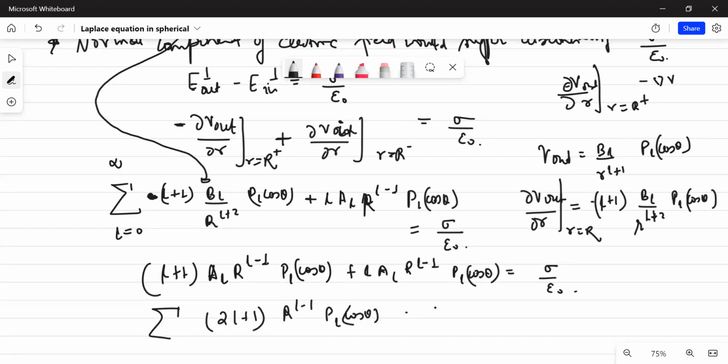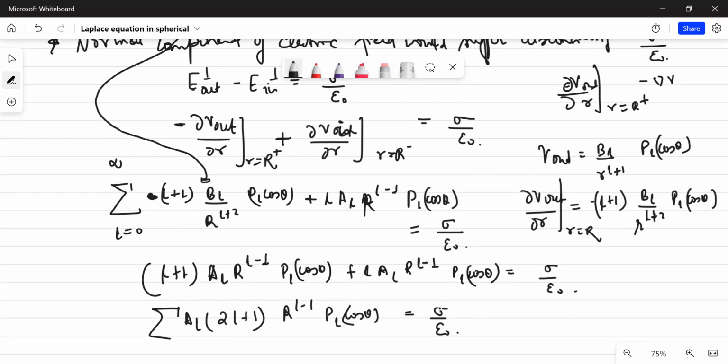And this is, I think, equal to sigma over epsilon. Is that clear? Now, in order to extract this AL, what can I do? I can multiply both sides by PL dash cos theta sin theta d theta. That is something that you know.